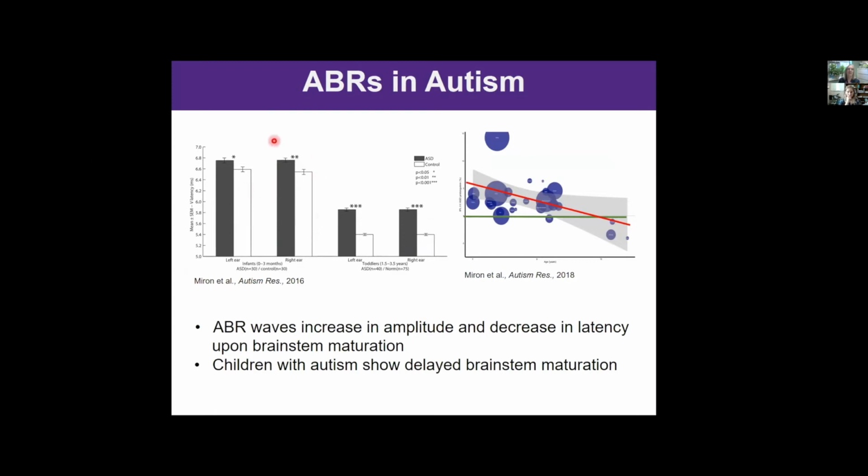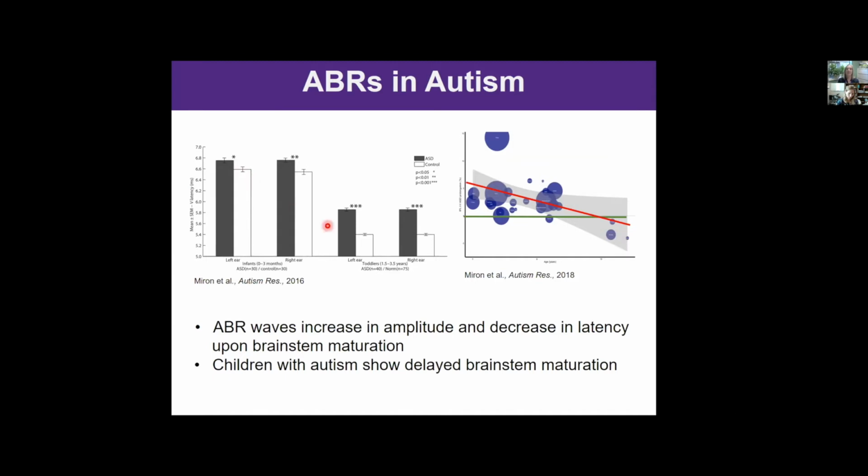The left part of this figure shows newborn infants between 0 and 3 months of age. And we see the kids that are going to be diagnosed with autism later on, and control typically developing babies. And we can see that even shortly after birth, in this case, this is the latency, the latency of the auditory brainstem response is already increased compared to typically developing kids.